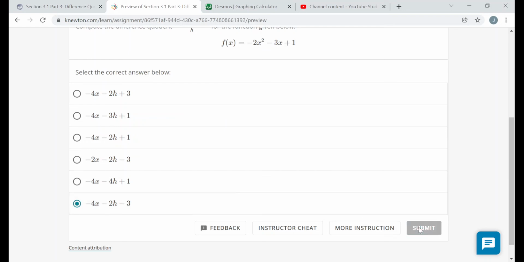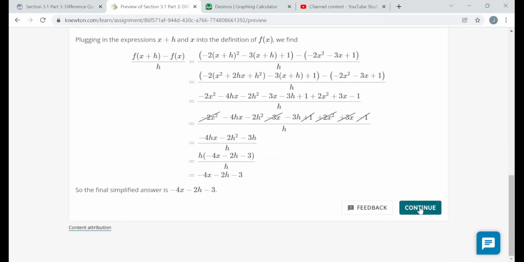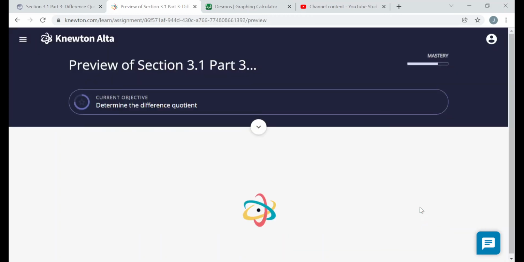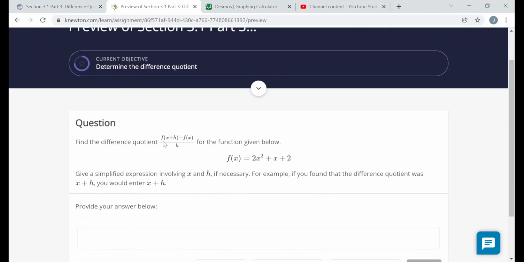Okay. Great. And then one more. I'm hoping they don't give you quadratics all the time, but let's see. Yeah, so I'm getting a quadratic every single time here. Again, not always going to happen, but it might. Just be aware of how you're doing this. Take f at x plus h minus f at x, and then divide by h and try to simplify it, right? Try to get it so that h is gone in the denominator. All right, so one more time.